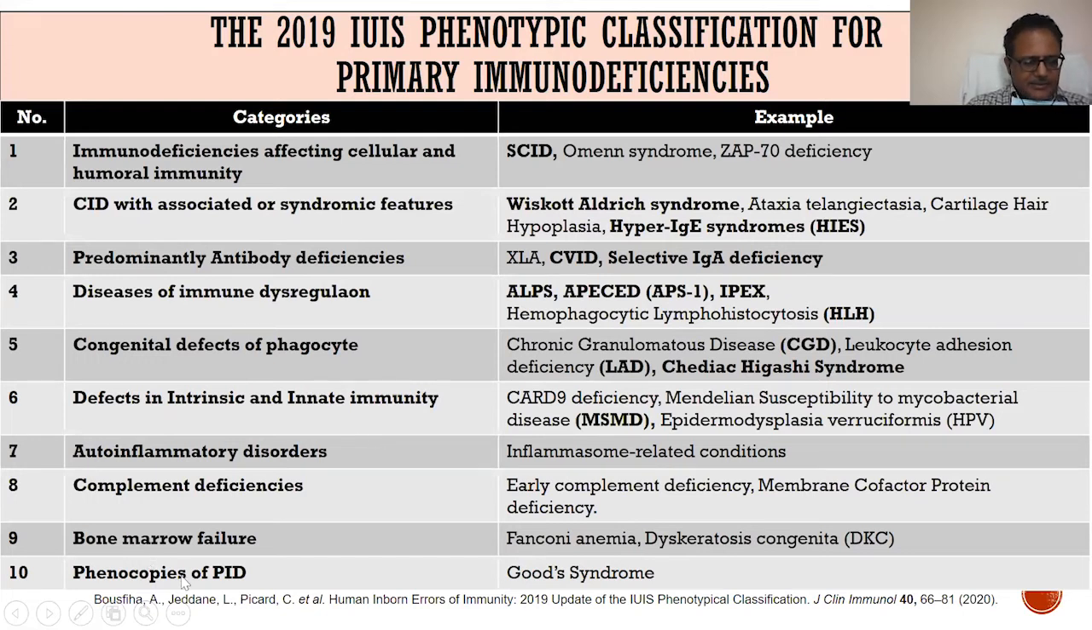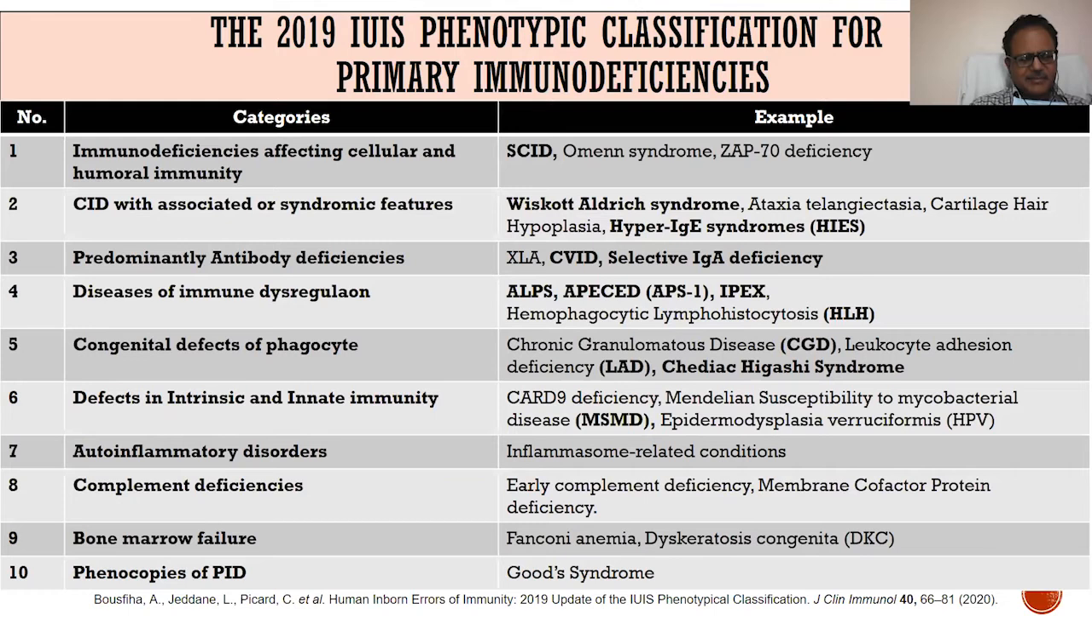So in this, there is one terminology, phenocopies of PID, which is good syndrome. Phenocopies: you are aware that there is something called genotype, which is the genetic constitution, and then there is something called phenotype, which is when the genotype interacts with the environment to give rise to certain characteristic features. Phenocopies are the presence of certain characteristics which are not part of the genotype. So the manifestations may be because of no underlying genotypic defect, but the clinical picture may appear the same.